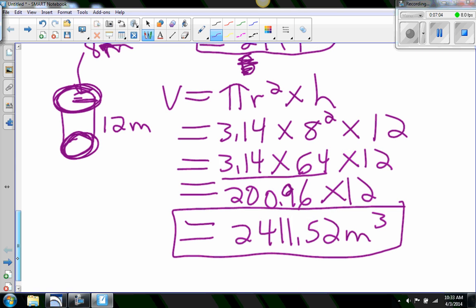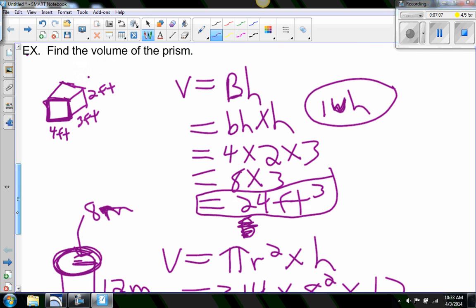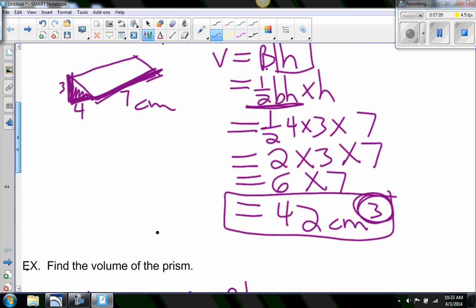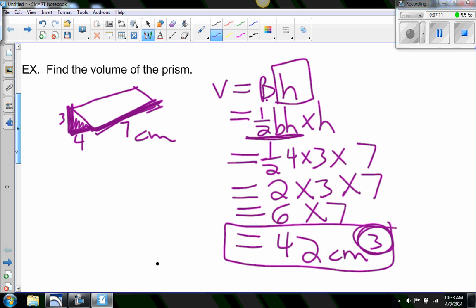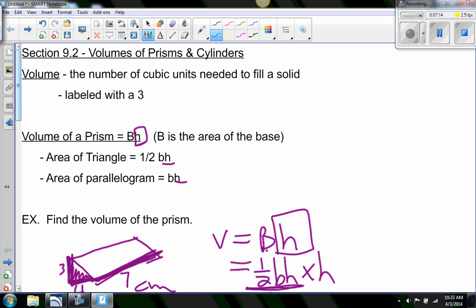So volume of a cylinder, volume of a rectangular prism, volume of a triangular prism. That's what we're going to be covering the next time I see you.